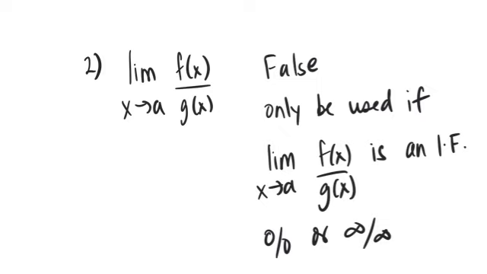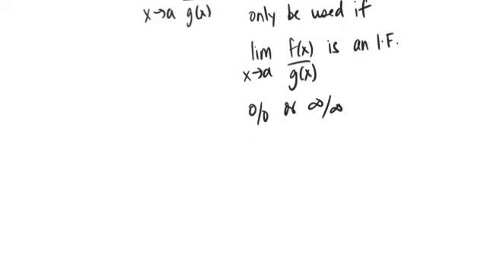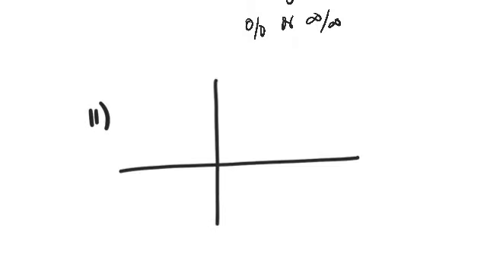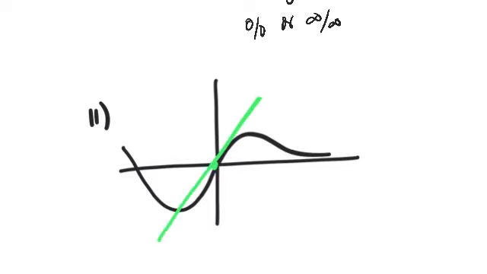Let's take a look at number 11. For number 11, we're given these two graphs. We've got a function, and it looks kind of like this. And then we have another function. Well, we're given the tangent line to this function at the origin, and that looks like that.